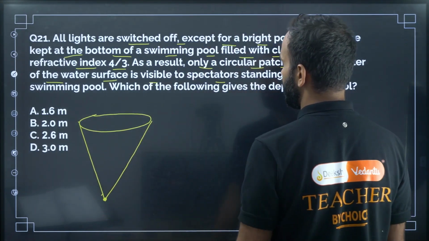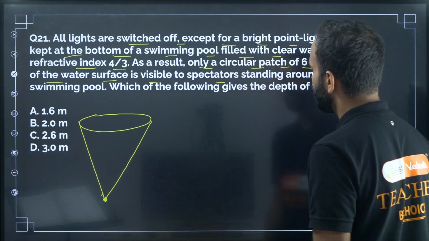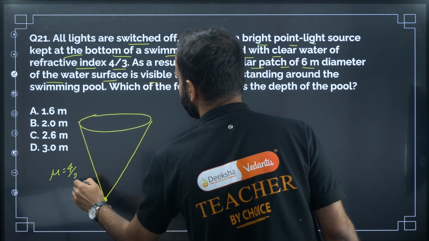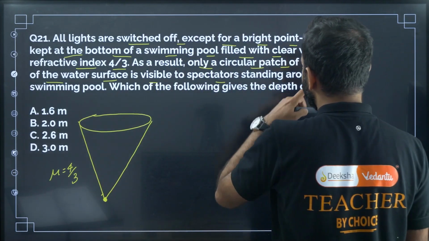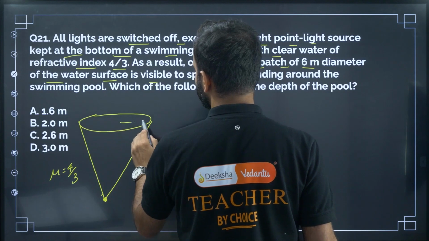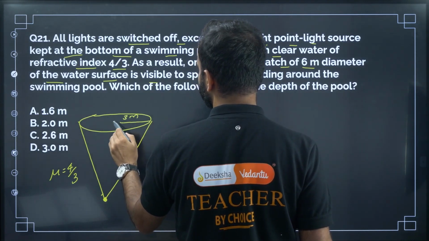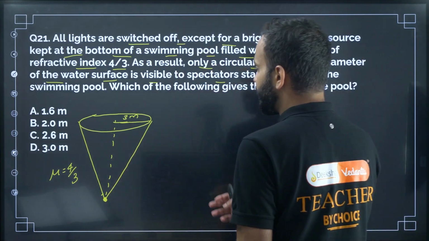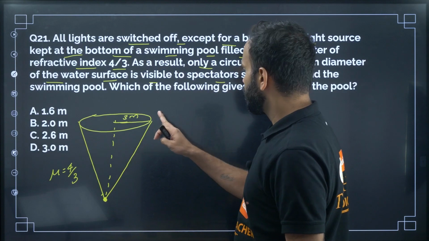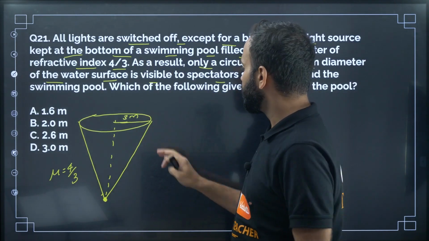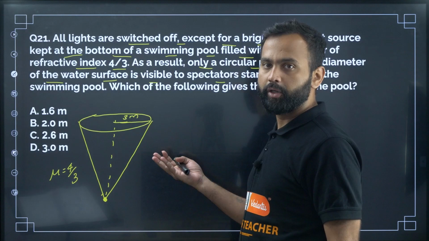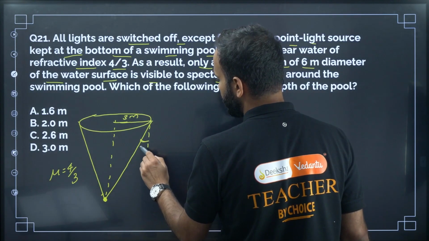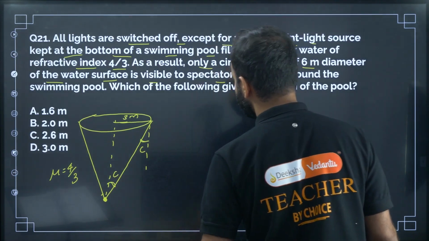Here this is the point source, right? So refractive index of the water mu is equal to 4/3. Now the diameter is 6 meter, so the radius will be 3 meter. So why does it happen? Beyond 3 meter, the light is not visible, because total internal reflection takes place, isn't it? So here, this angle has to be critical angle, so this angle will also be critical angle, C.